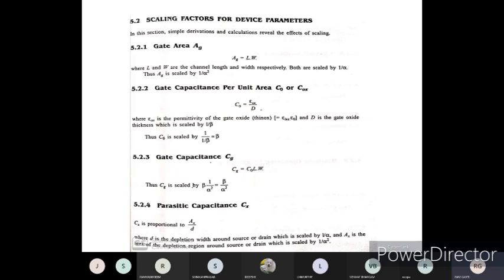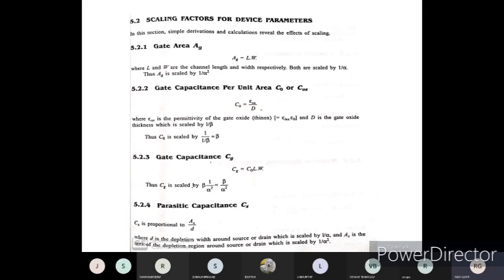Next one, gate capacitance. What is the gate capacitance? That is the gate capacitance per unit area into the total area. If you multiply them, you will get the gate capacitance, which we represent as Cg. So Cg is C naught into L into W. Therefore the scaling factor is: C naught is beta, L is 1 by alpha, and W is 1 by alpha. So beta divided by alpha square. The gate capacitance is scaled by a value beta divided by alpha square.